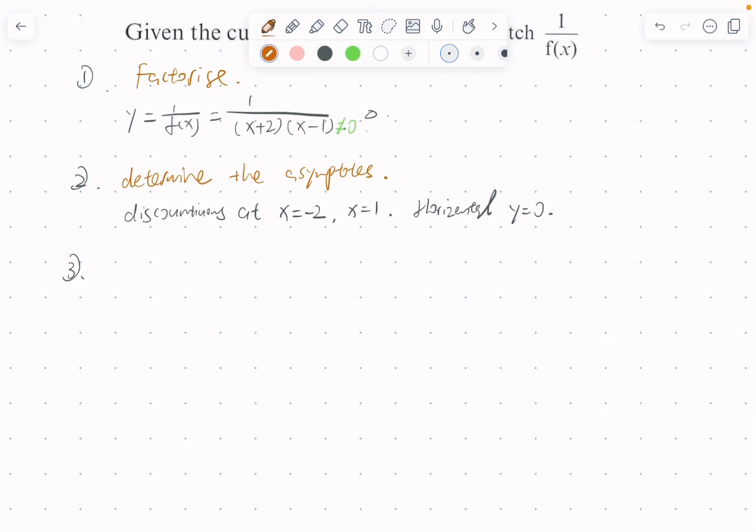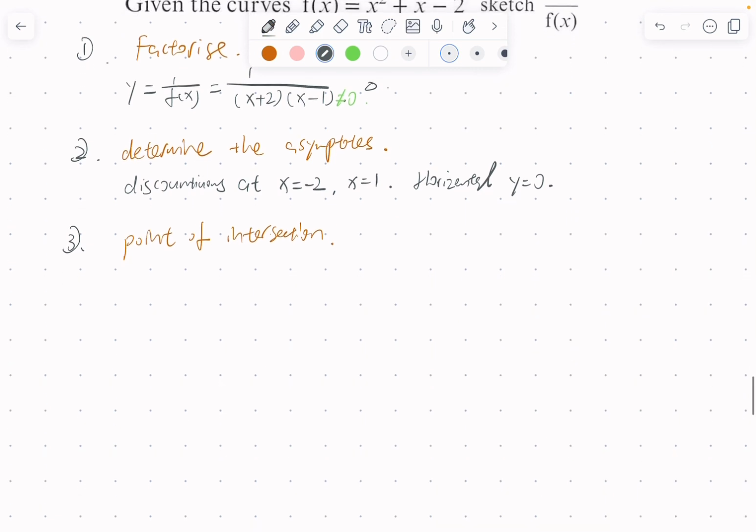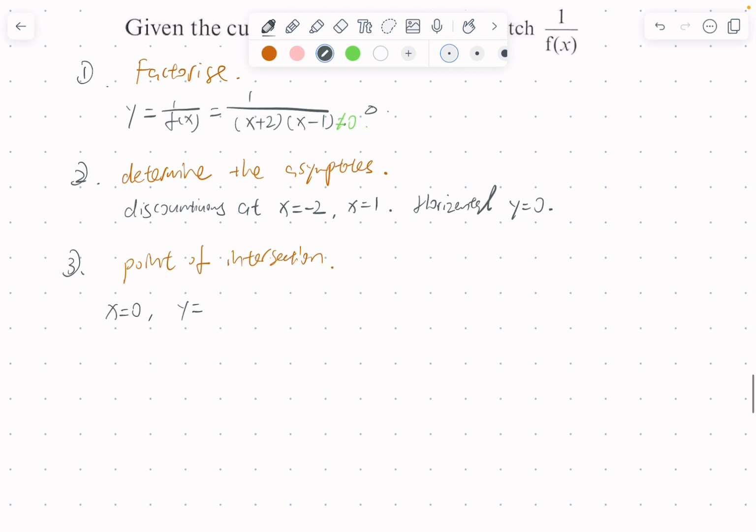Okay. After we find the asymptotes, we need to consider some points, like the point of intersection and the turning point. First, the intersection point: because y cannot be 0, we only need to consider x equals 0. When x equals 0, from the original function, y is equal to minus 1 over 2. So the intersection point here is (0, minus 1 over 2).